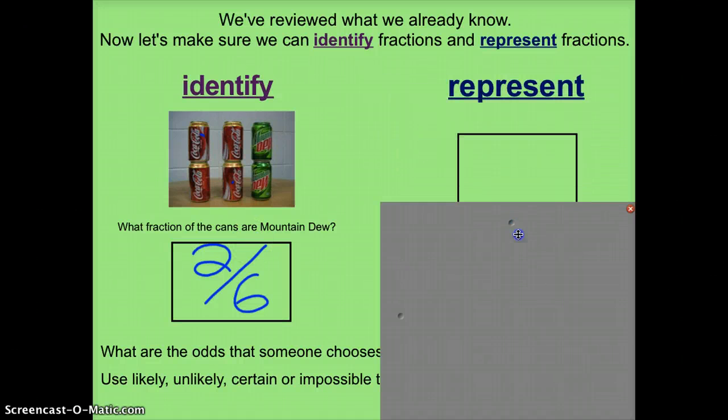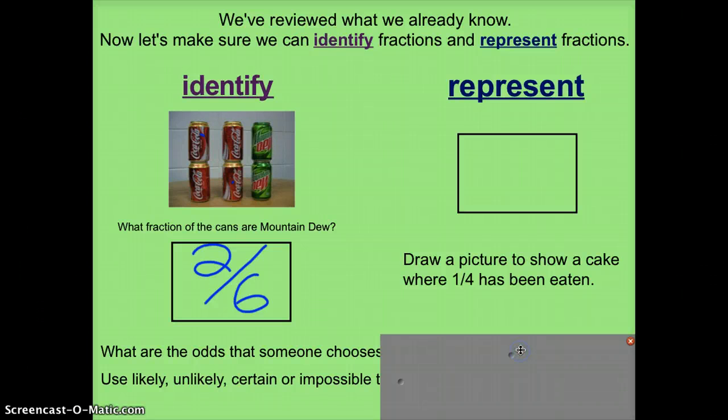Another thing I want to be able to do is to represent fractions. This says, draw a picture to show a cake where 1/4 has been eaten. This time they're giving me the fraction, and I need to represent it. So I'm going to draw 4 parts because my denominator is 4. If 1/4 has been eaten, let's say I pretend this one has been eaten, then the other 3 parts still remain. So this fraction, 3/4, represents a cake where 1/4 has been eaten.